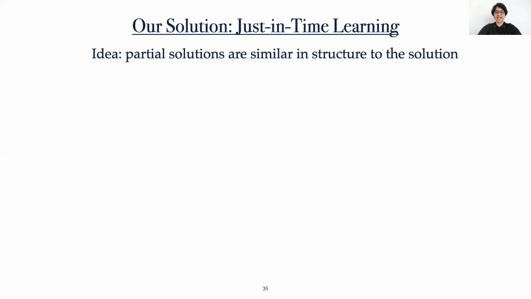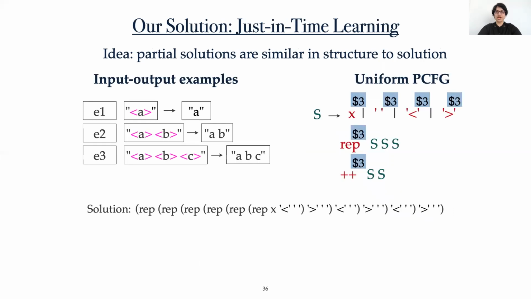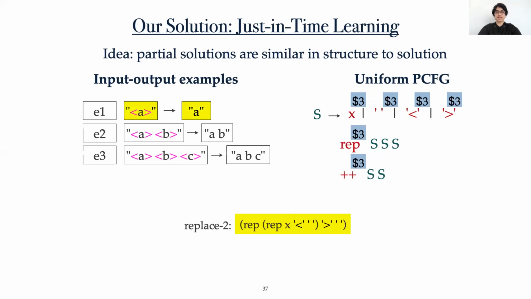The inspiration behind this technique is that partial solutions are similar in structure to the actual solution. For our remove angles problem, we first consider a uniform PCFG where all productions have the same cost 3. Starting from this uniform PCFG, the synthesizer encounters the first partial solution we call replace 2 that satisfies example E1 since it removes a maximum of 2 angle brackets.